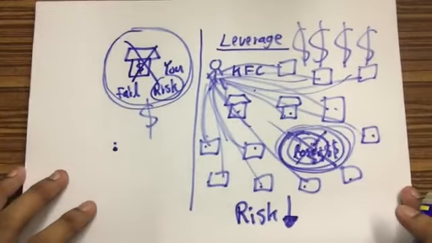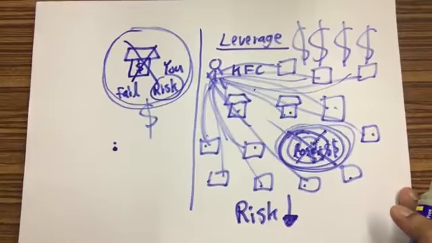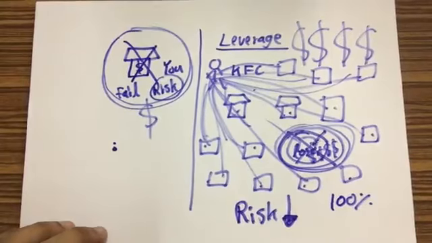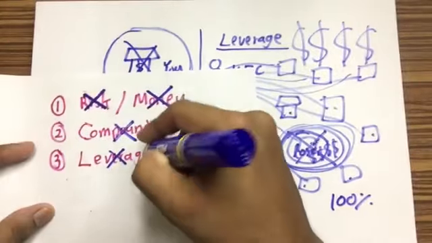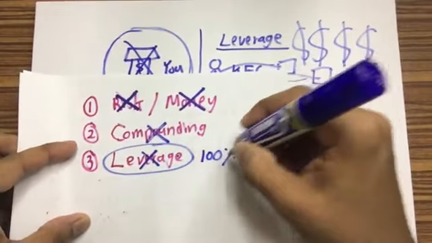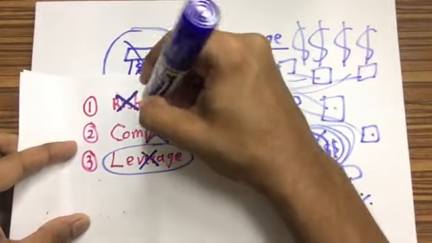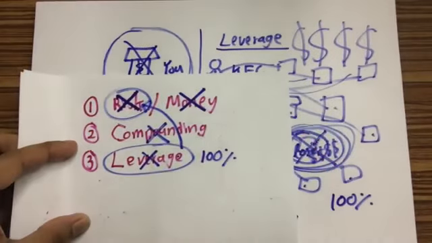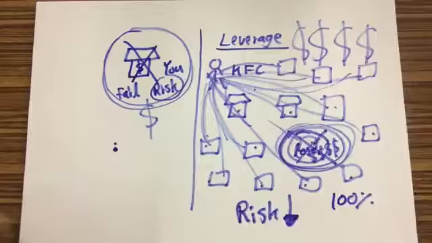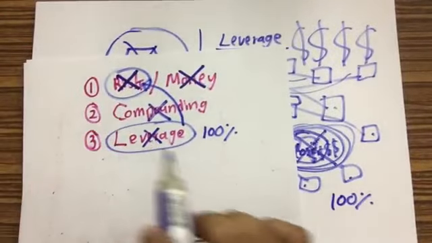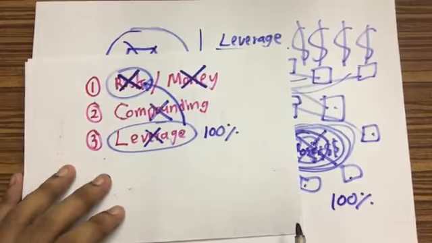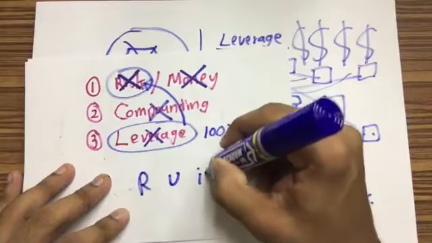So now I want to explain to you a business model where you have 100% leverage. Let me repeat again: because of 100% leverage, you don't have any risk. You understand? So, are you interested to understand a business model where there is no risk, 100% compounding and 100% leverage? Are you interested?